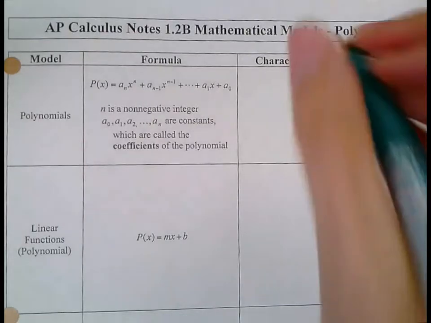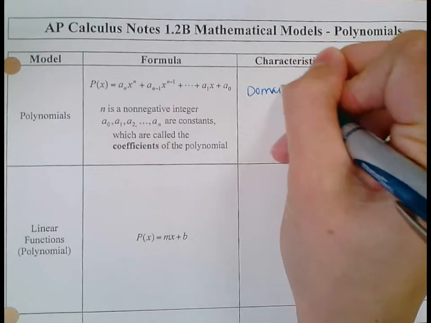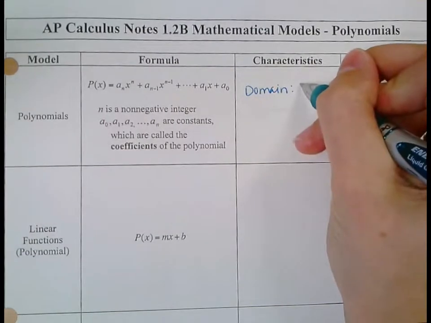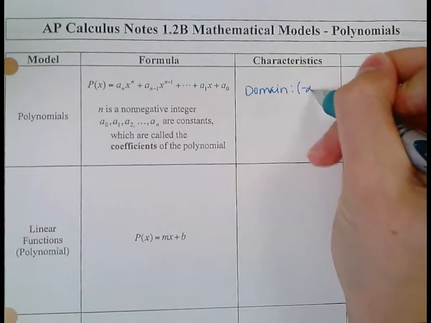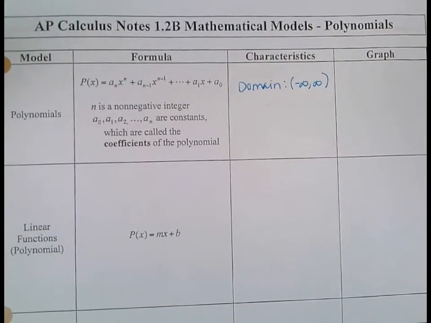The domain, all polynomials have the same domain. Domain for every polynomial is all real numbers or negative to positive infinity. We are writing that in interval notation. And then another characteristic, things we talk about regarding polynomials, is the degree of a polynomial.